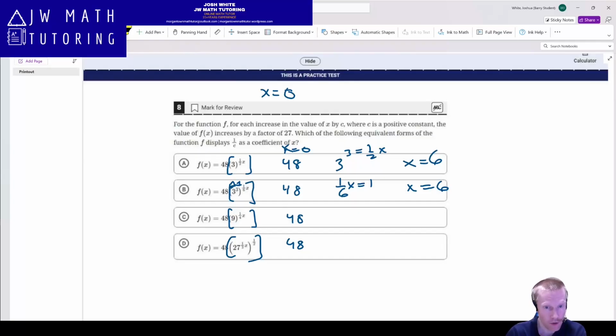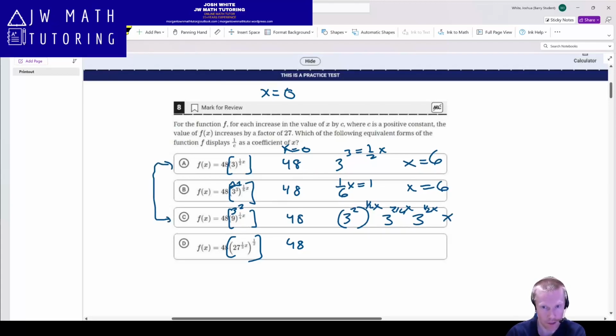Now for the next one, 9, which is really 3 squared. So this one is a little tricky because it's 3 squared, and then you also have it to the 1/4 x. So when you raise exponents, you multiply them. So really what this turns into is 3 to the 2/4 x, 2x over 4, which is really the same as 3 to the 1/2 x. So this one is actually identical to the first one in that it's the same equation. You set that equal to 3 because you want 3 cubed for 27. So x is going to equal 6.